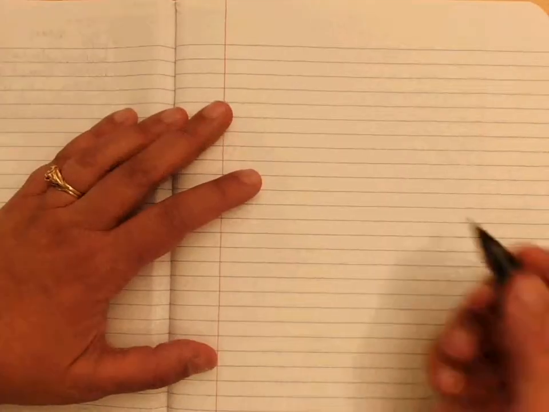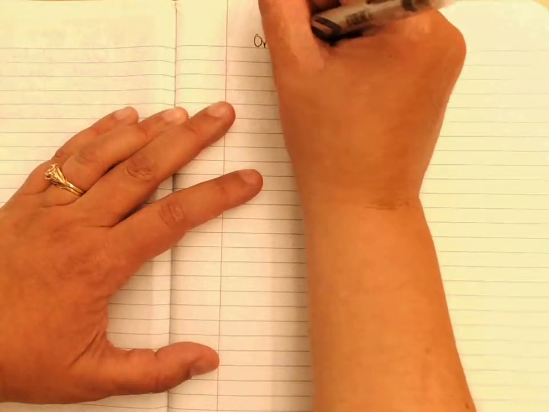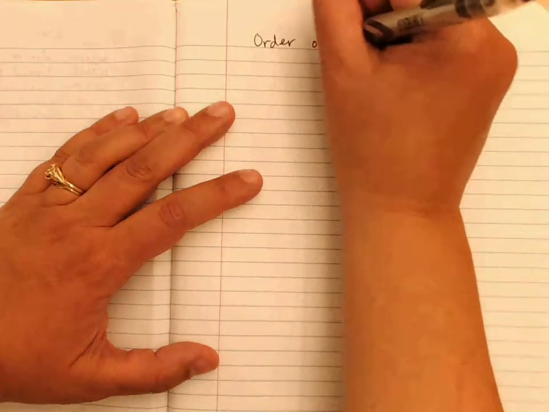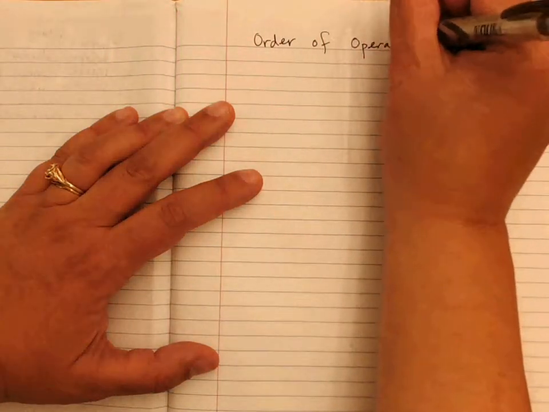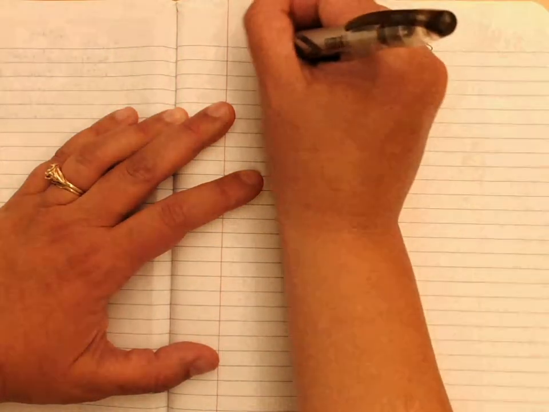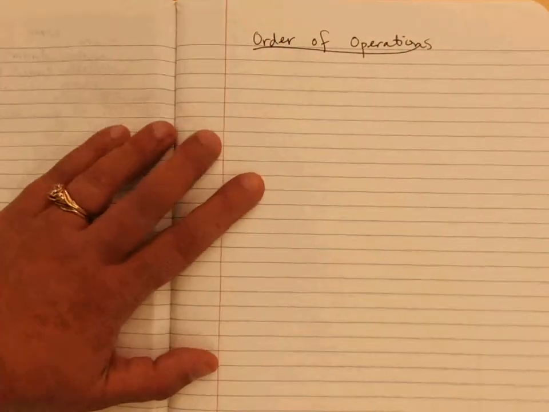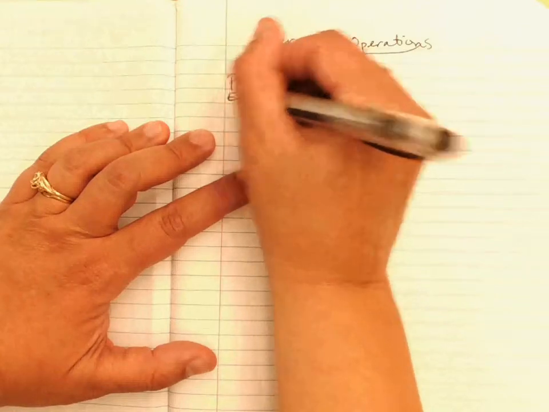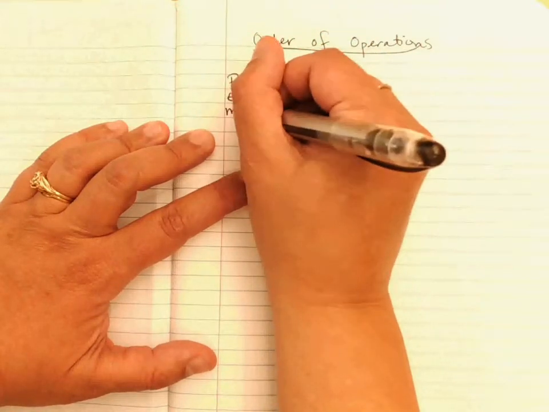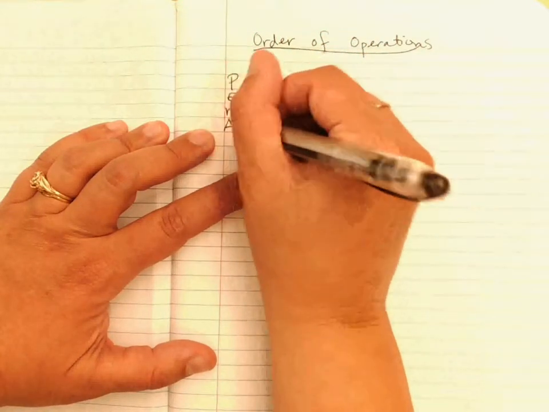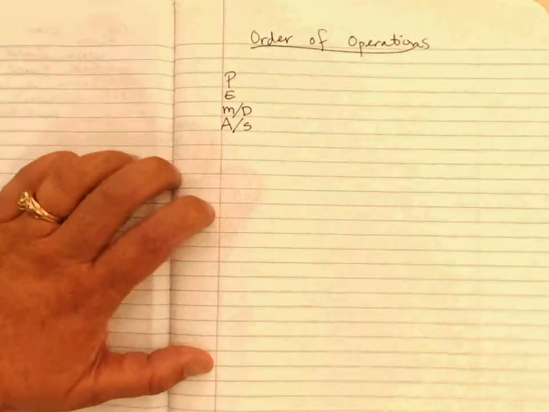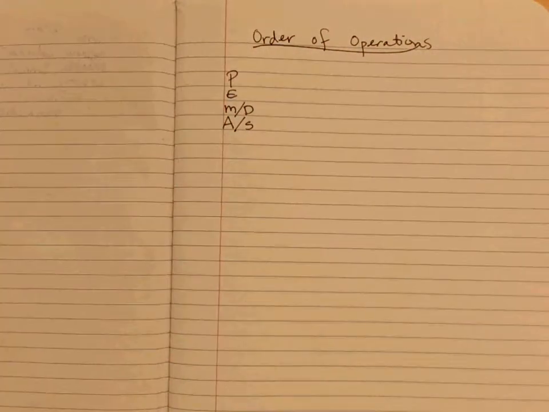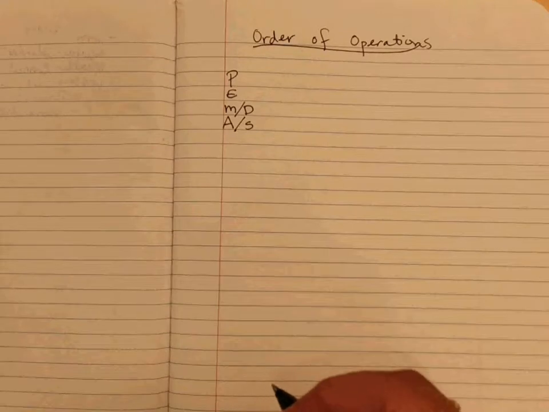Okay, so today in Math 20, we're going to talk about order of operations. PEMDAS. Oh yes, some of you have heard about PEMDAS. P-E-M-D-A-S. Now, a long time ago, some of you might have learned an acronym.